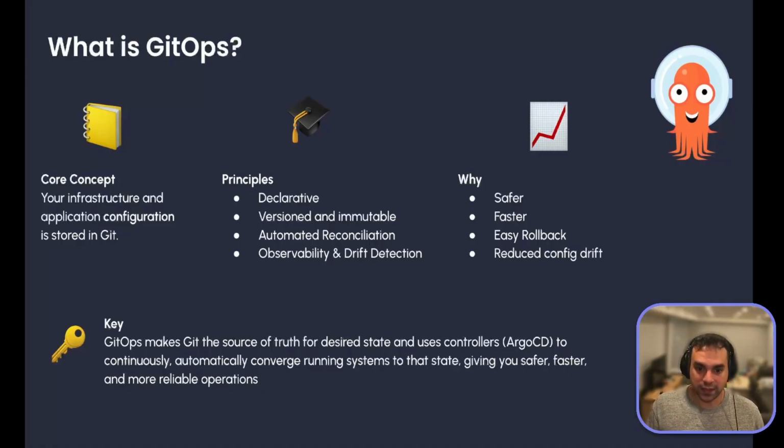In its essence, the concept of GitOps is really you're storing the state of your infrastructure and your application in a Git repository. That Git repository is constantly watched by a controller called Argo CD, and Argo CD will take whatever changes happen in that GitOps repository and apply them directly to your cluster. This ultimately gives you a safer, faster, and more reliable way to operate your cluster. So how does it work?